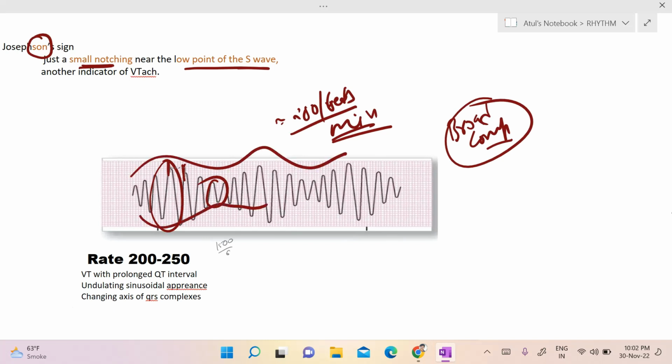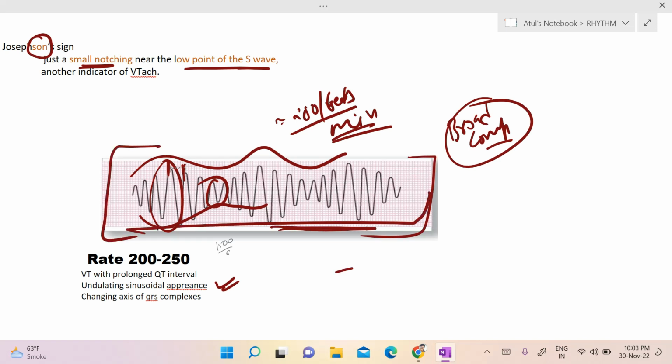this undulating sinusoidal appearance. Actually, this is also ventricular tachycardia because it is a broad complex tachycardia, but this has a prolonged QT interval. It is known as Torsades de pointes. Rate 200 to 250, underlying prolonged QT interval, undulating sinusoidal appearance, and the axis of the QRS complex changes regularly.